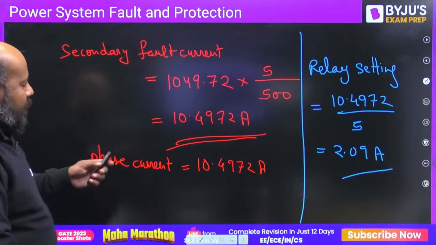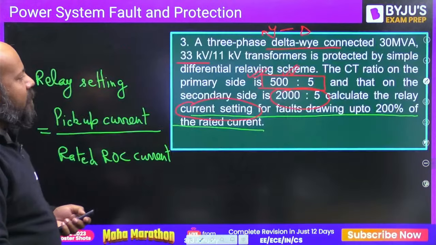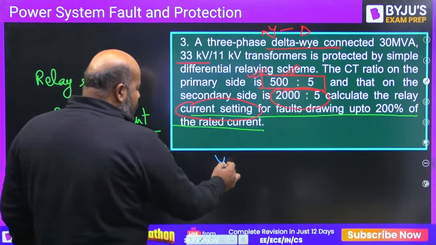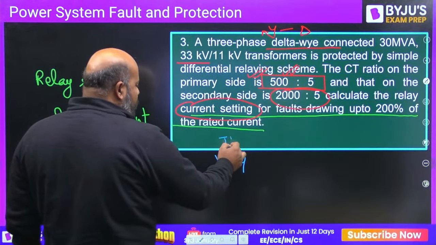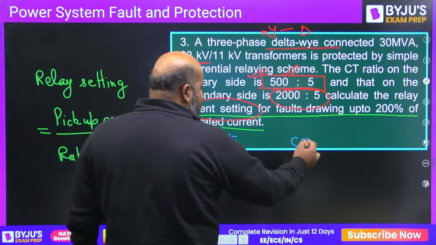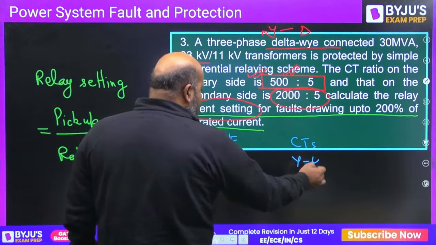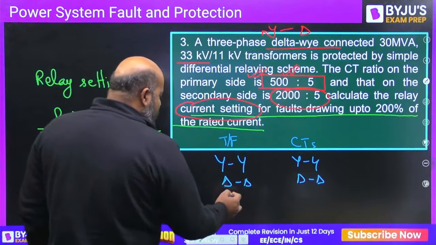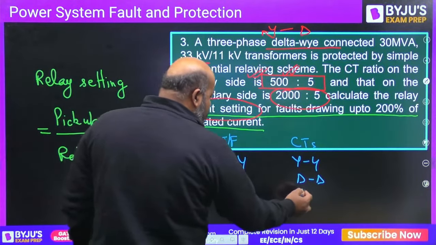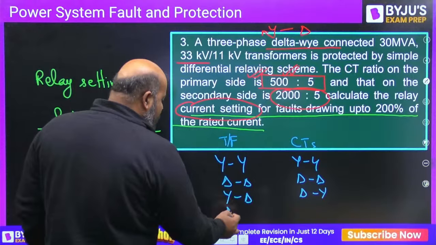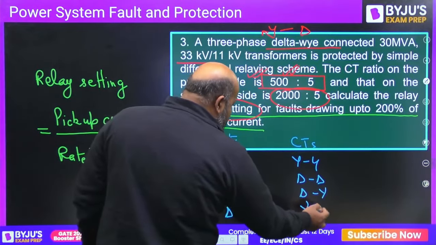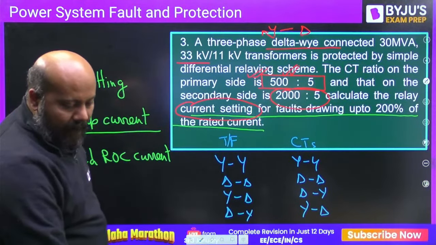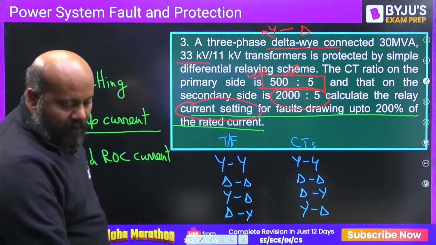Is it clear, everybody? This is the differential protection scheme for the three-phase transformers. So, if it is a star-star, no problem. If the transformer is a star-star, then CTs are going to be star-star. If it is delta-delta, then CT connection is also delta-delta. If it is star-delta, then it should be delta-star. If it is delta-star, then it is star-delta. Okay. Are you able to follow this?